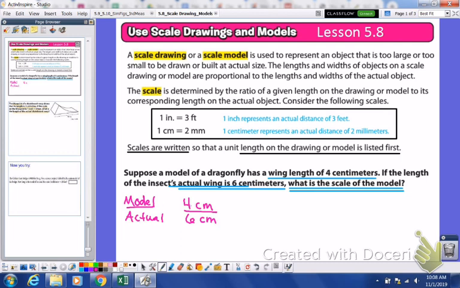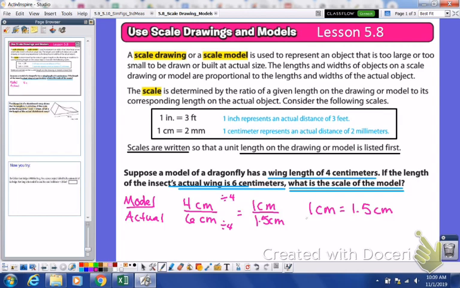I want my model length to be 1. So we're dividing each by 4. So that I get 1 centimeter represents 1.5 centimeters. So then we would write our scale just as you see them up here. 1 centimeter equals 1.5 centimeters.